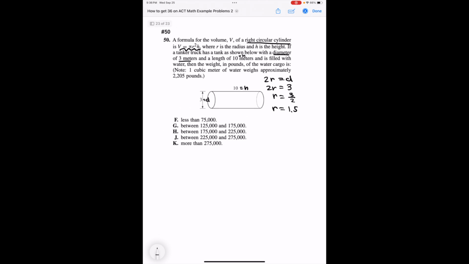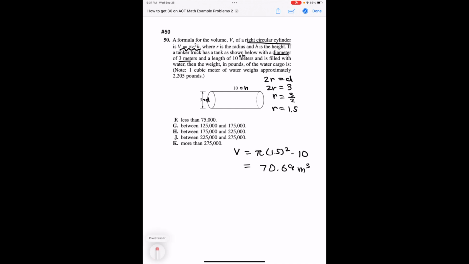So now that we know that much, we have basically converted most of the stuff. So what is the total volume? Well, the total volume is pi r squared h, where r is 1.5 squared, and then h is 10. And solving this, we get approximately 70.69, and this is meters cubed.